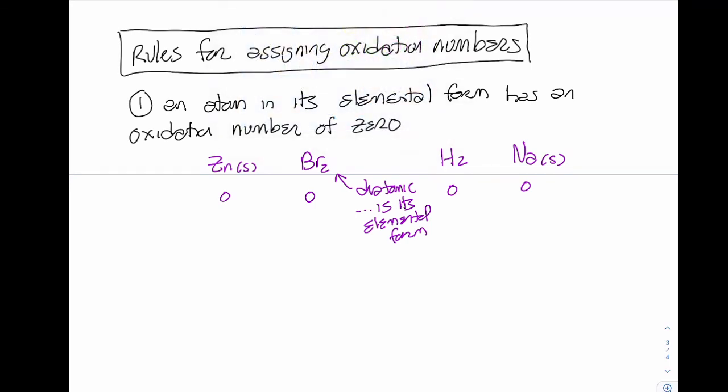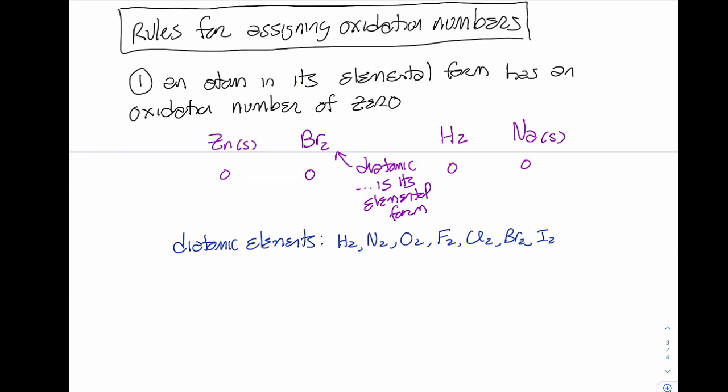Right, just a quick review, our diatomic elements. These are hydrogen, nitrogen, oxygen, fluorine, chlorine, bromine, and iodine. So if you see any of those just in that form, its oxidation number is going to be 0. So elemental form, 0.